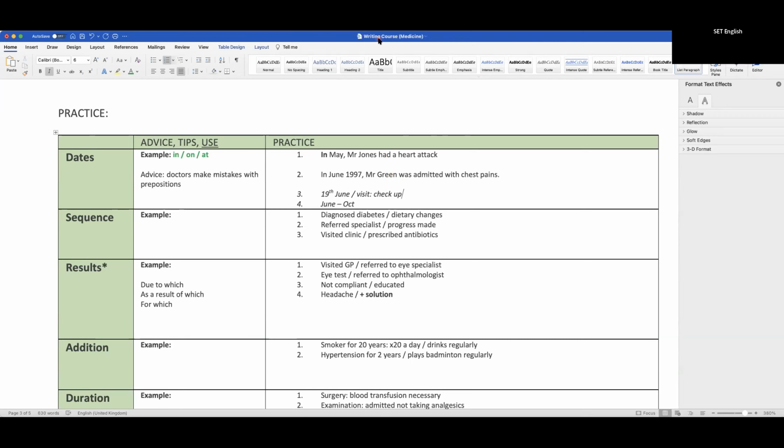Okay, it's not so hard, this one, is it? So, Betul, if you just want to put your microphone on. What preposition do I need here? Yes, on. On 19th of June, Mr. Green visited our clinic. There is no "to". And for a checkup. What have we missed here, Betul? We missed some punctuation. What do we need? Comma after June. Great.